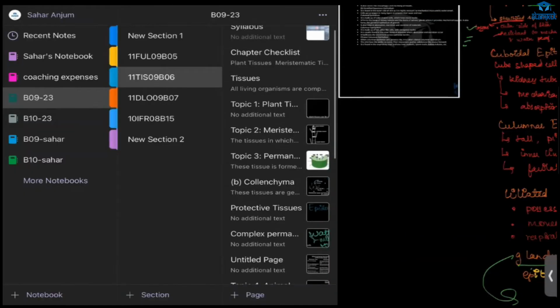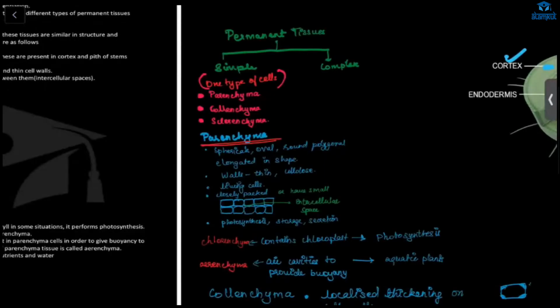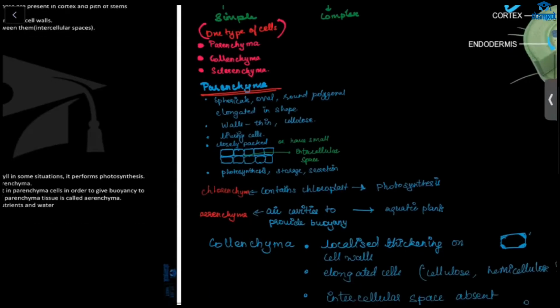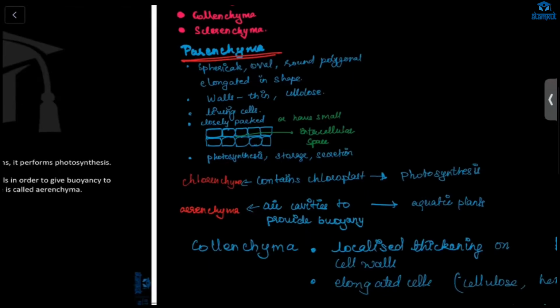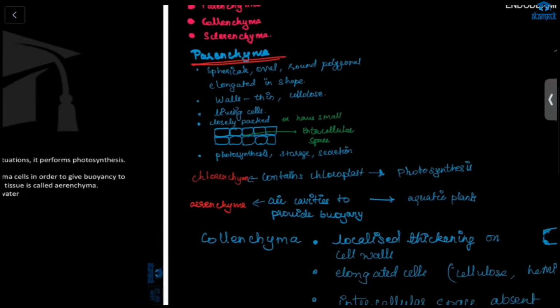Okay, I will show you. It's very easy. In permanent tissue we have parenchyma. Can you see this? Yeah. So you can learn it by this. Parenchyma is oval, closely packed, and its wall is thin and made up of cellulose.